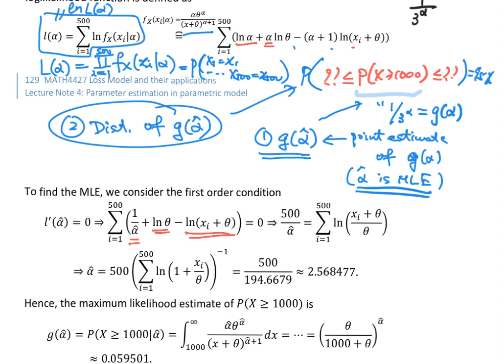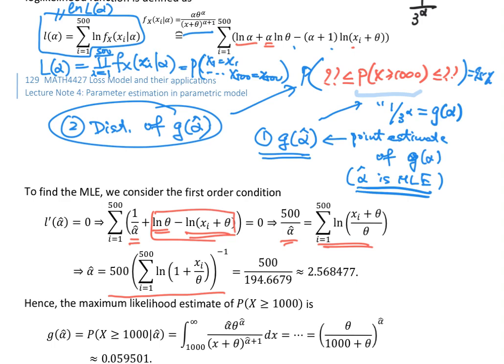Now, in order to move on, let me put all the terms involving alpha on the left and all the relevant terms on the right. So I put these two terms to the right, and this is what you get. For the first term, you have the summation of this 1 over alpha, and you have 500 copies, so this is what you get. Then you can solve this equation for alpha, and this will be the final formula for your MLE.